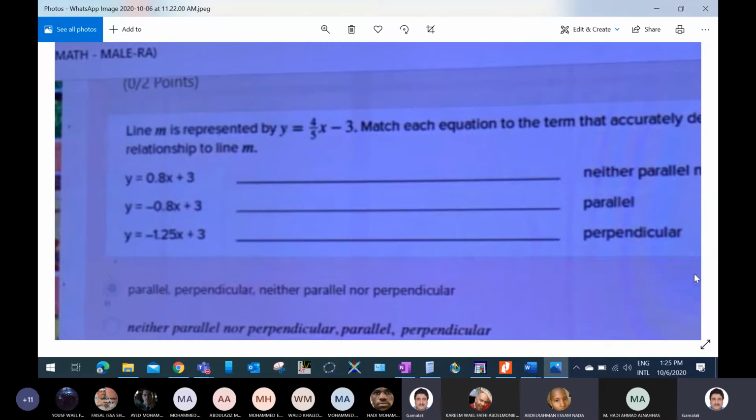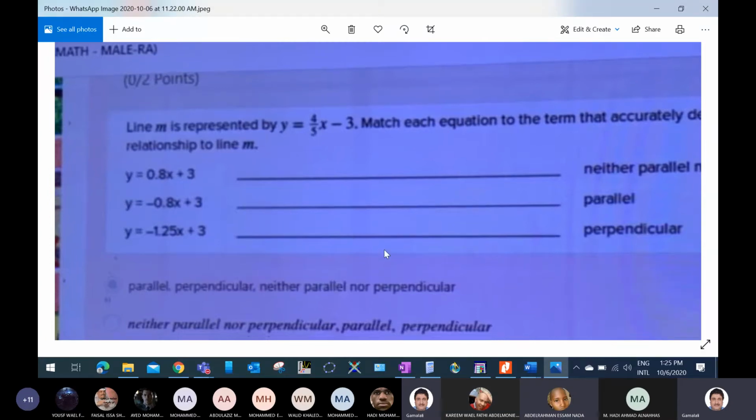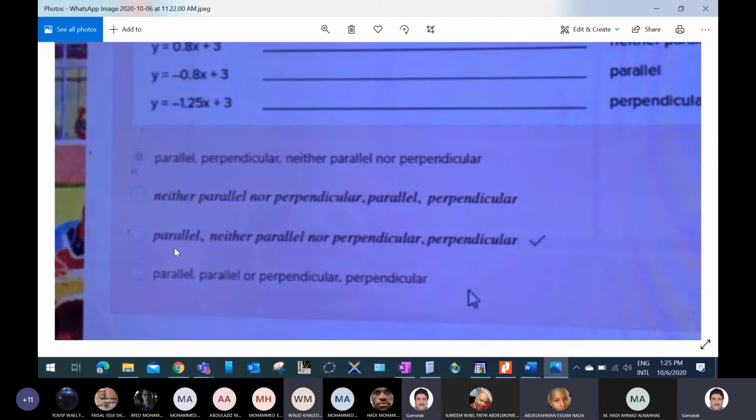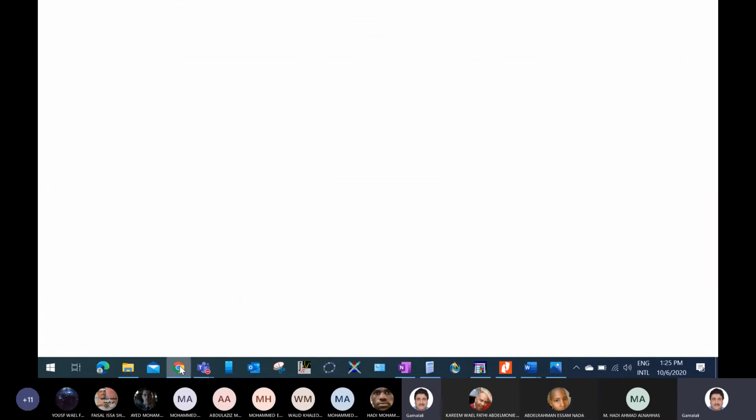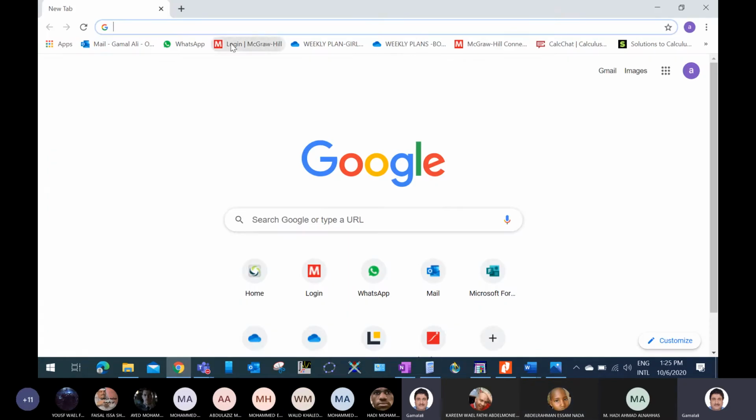So which one is correct? The third answer, C, I think. Parallel, neither, perpendicular. Is it clear now? Yes. Yes, Mr. Muhammad Hadi is saying, Mister, you didn't explain it to us before.